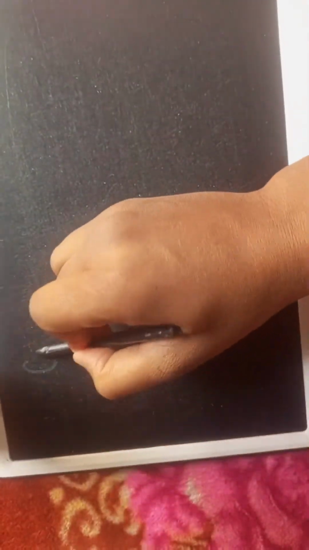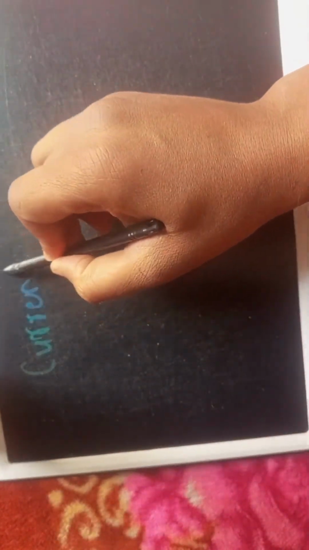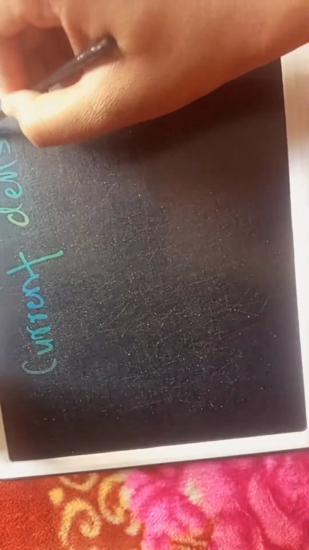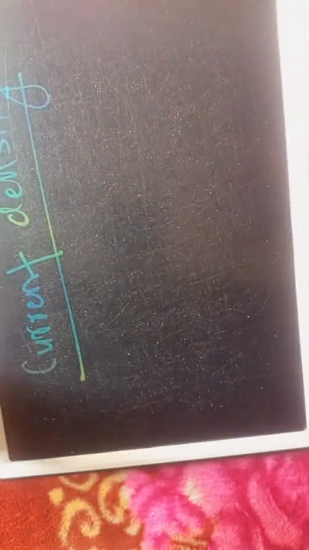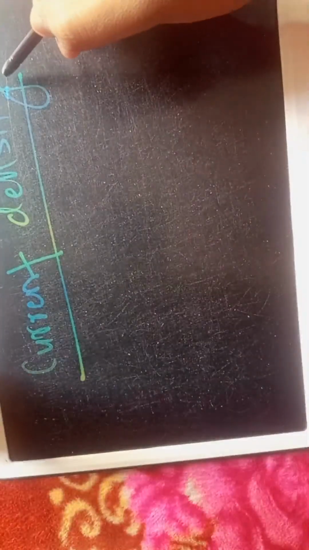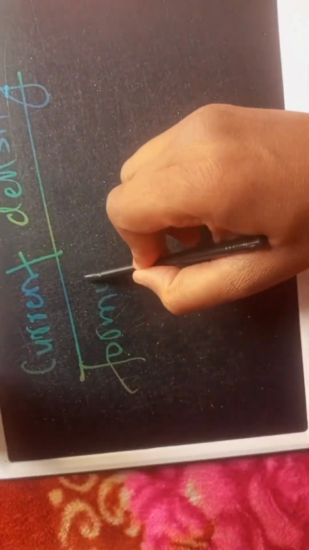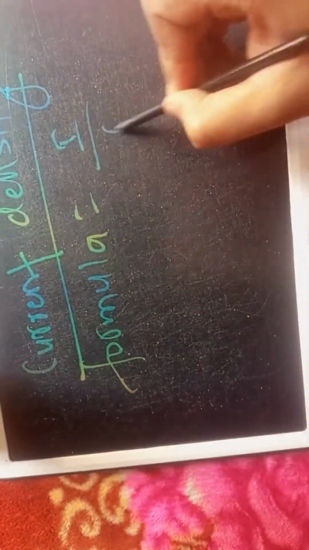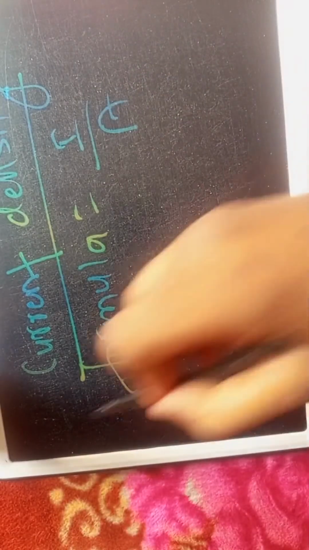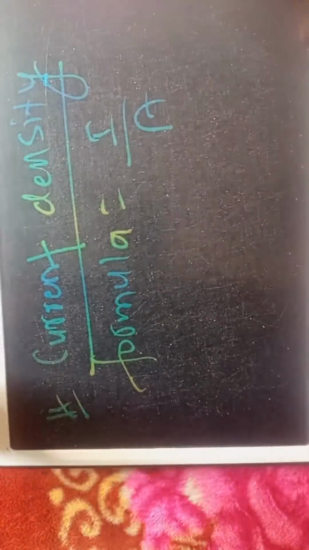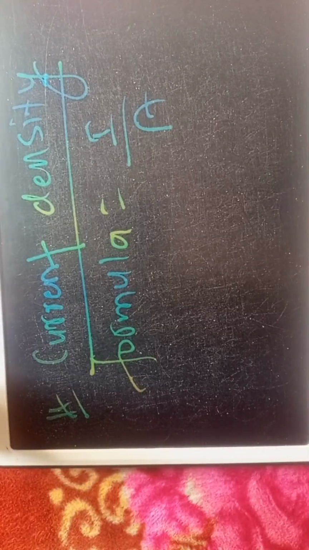Now, current density formula. What do you mean by current density? Current density is equal to I by A. Current density formula means I by A.